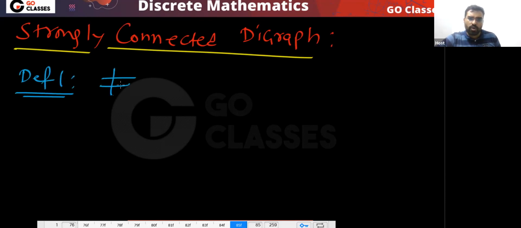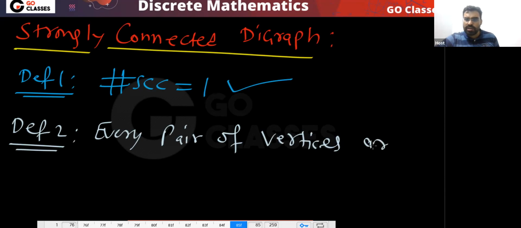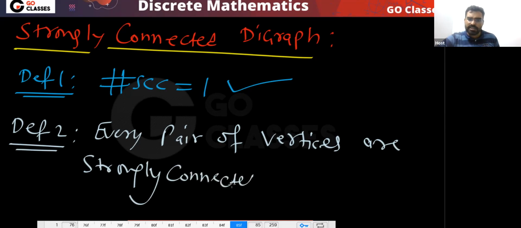The number of strongly connected components is equal to 1. Either you can use this definition, or you can use the definition that any two vertices you take, every pair of vertices are strongly connected. Every pair means the number of strongly connected components will be 1.